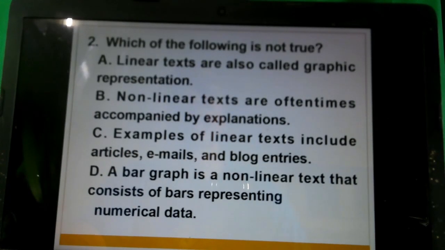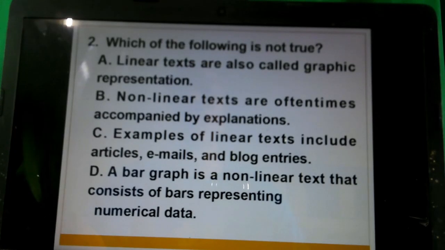A. Linear texts are also called graphic representation. Letter B. Non-linear texts are oftentimes accompanied by explanations. Letter C. Examples of linear texts include articles, emails, and blog entries. Letter D. A bar graph is a non-linear text that consists of bars representing numerical data.